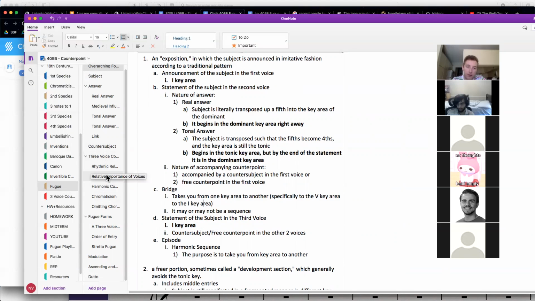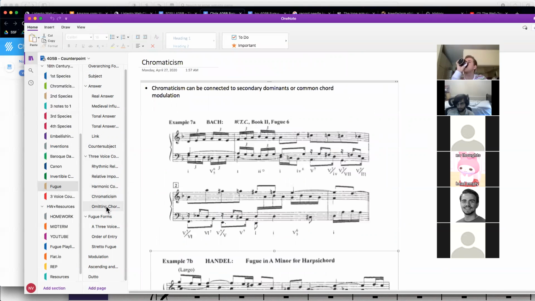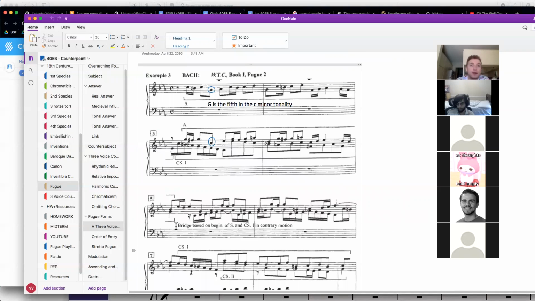Sorry, all these fugues have so many different applications, so I'm like, where did I put this fugue? Okay, here it is. This is the one that I basically had as a template for your homework, right? I think this is the first fugue I ever learned.